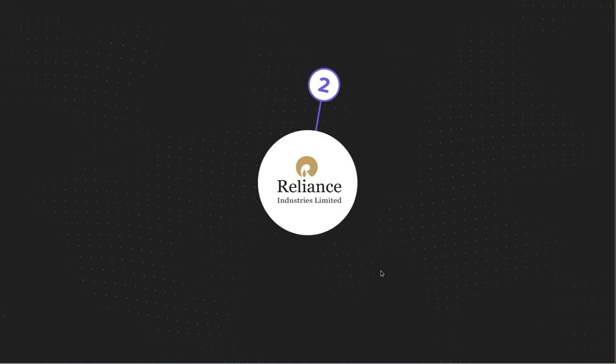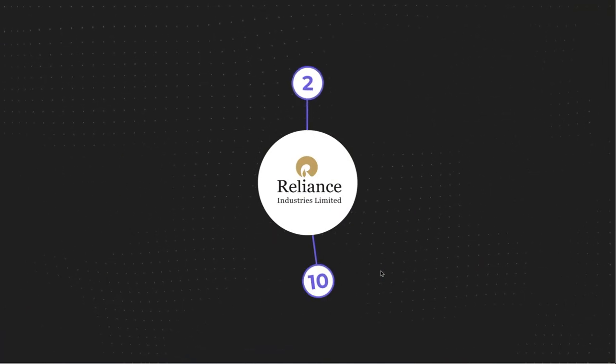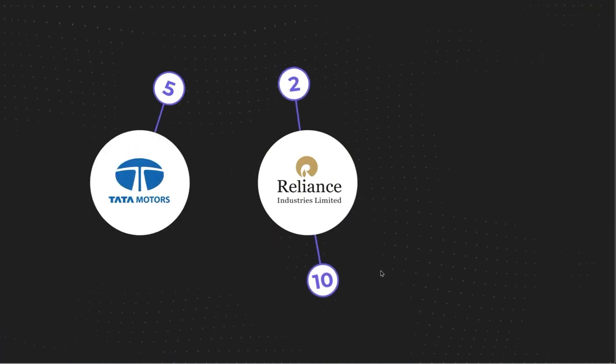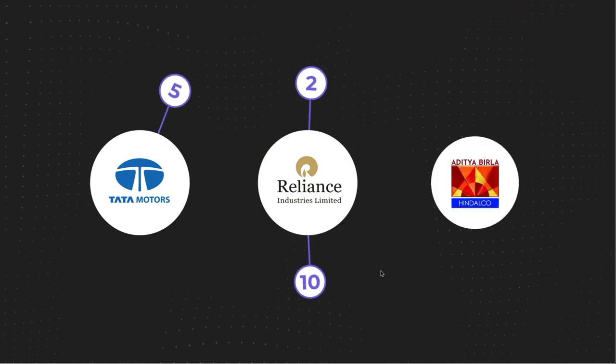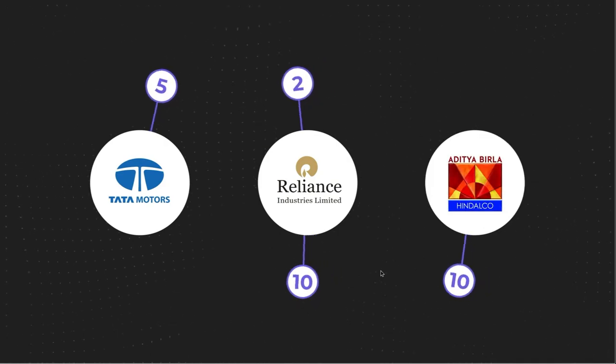In the equity segment, I can buy 2 shares of Reliance, or 10 shares of Reliance, or 5 shares of Tata Motors, or 10 shares of Hindalco. But in the futures segment you can't do that. You have to buy a lot. The lot size of Reliance is 250, so I can only buy 1 lot, 2 lots or 3 lots. I can buy in multiples, but it will be in lot size.